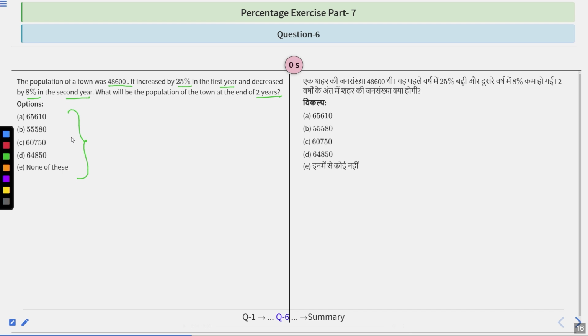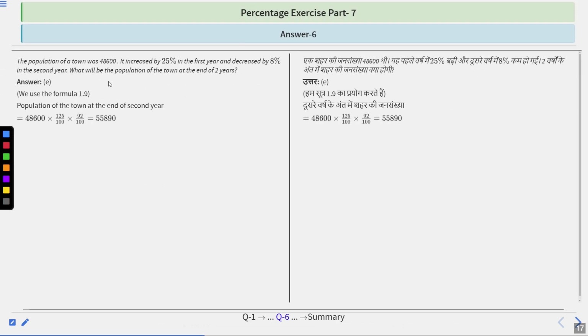Time's up. Let's see the solution. Now the question asks for the population of the town at the end of the second year. The population was 48,600 two years before. In the first year it increased by 25%, which means 125 by 100. And next year it decreased by 8%, so the remaining population will be 92%, 92 upon 100. When we solve it, we get 55,890 is the correct answer. Next one.